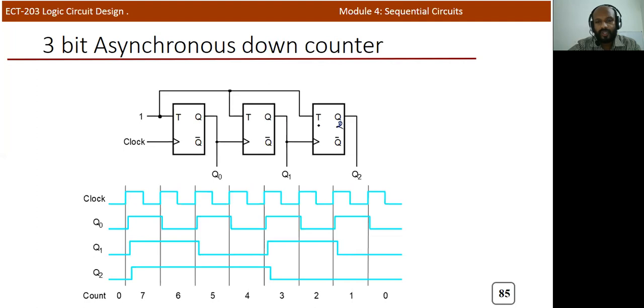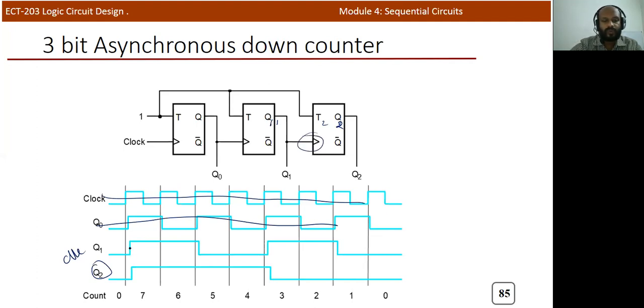Sorry, Q2. This is Q2 and this is Q1. Now we can see that for the third flip-flop, we need to identify the Q2 output. For this particular Q2, Q1 will act as the clock. So you don't want to consider Q0 or this particular clock, because Q1 is connected to the clock input of the third flip-flop. So Q1 will act as the clock.